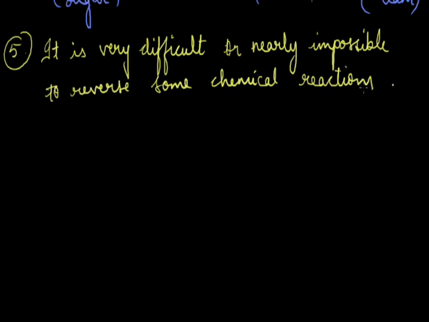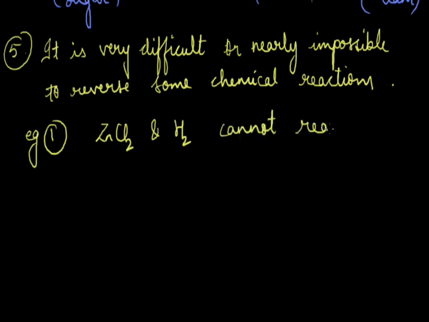This can also be explained by the above examples. In example 1, the reverse of the reaction cannot happen. That is, zinc chloride ZnCl2 and hydrogen gas cannot react to form zinc and HCl, that is hydrochloric acid. So the reverse of this reaction is not possible. So we can say that some reactions are generally impossible to reverse.